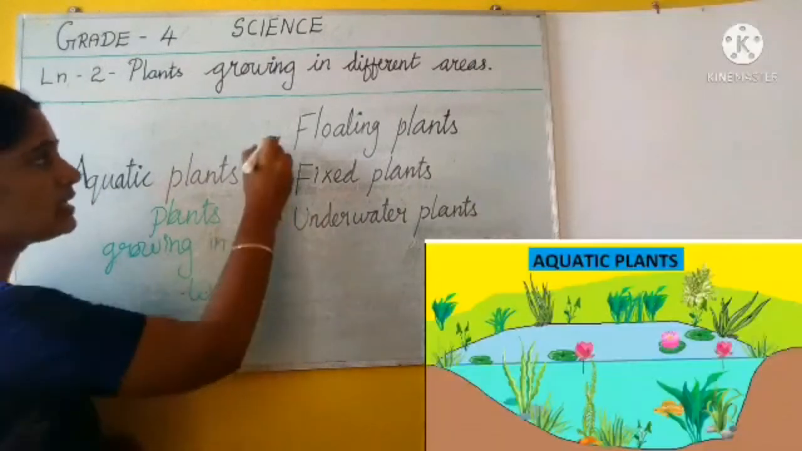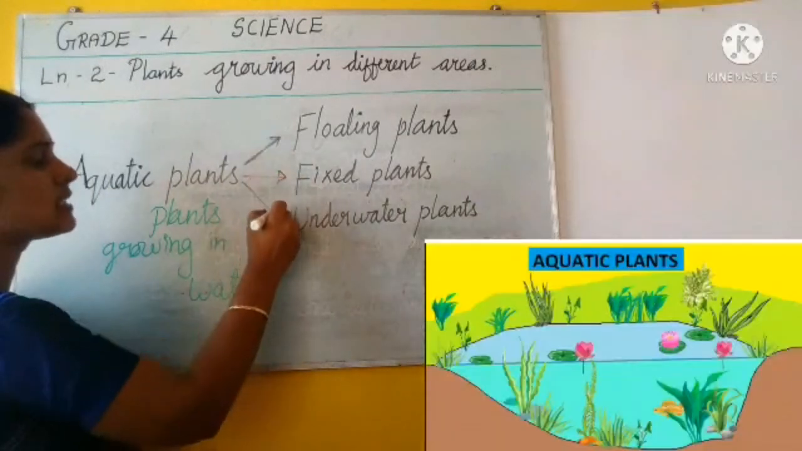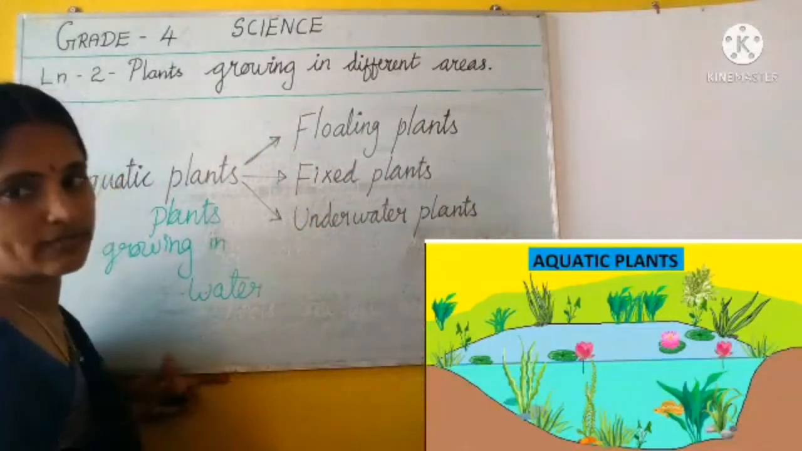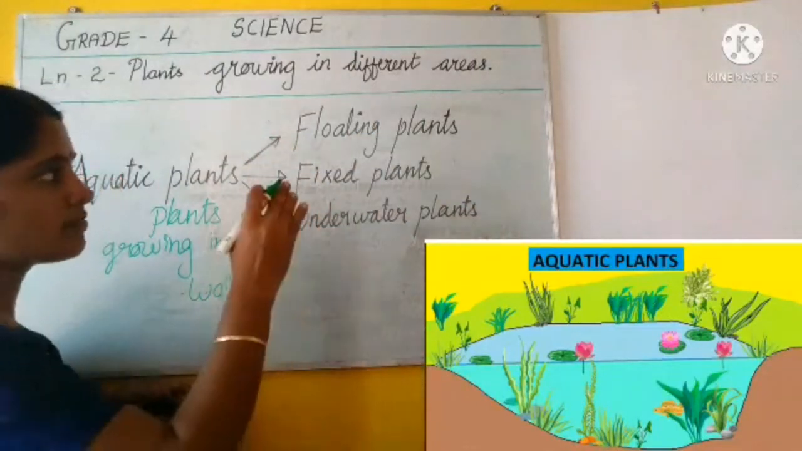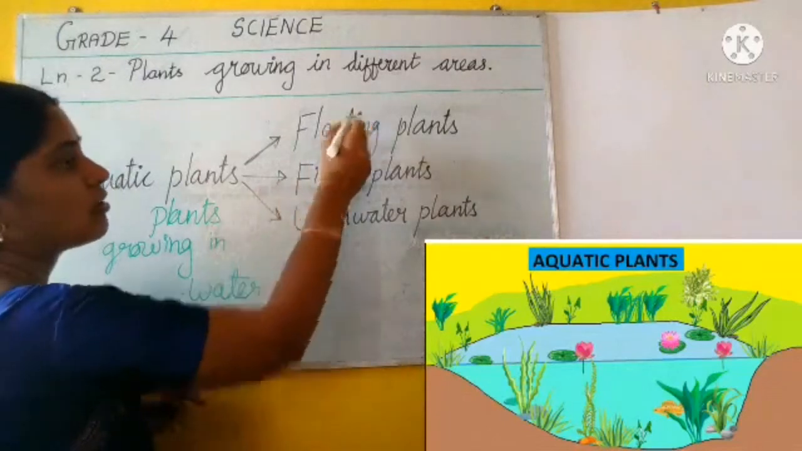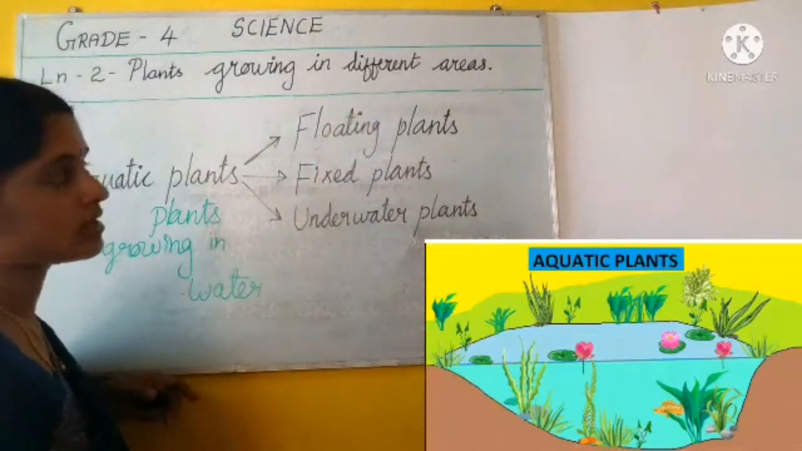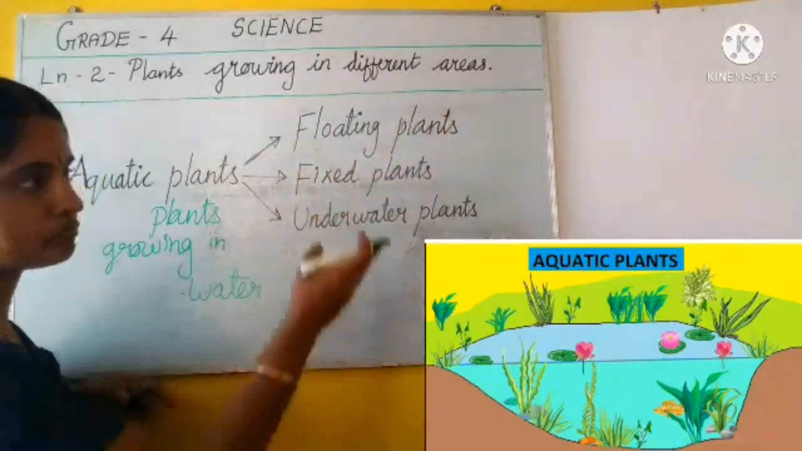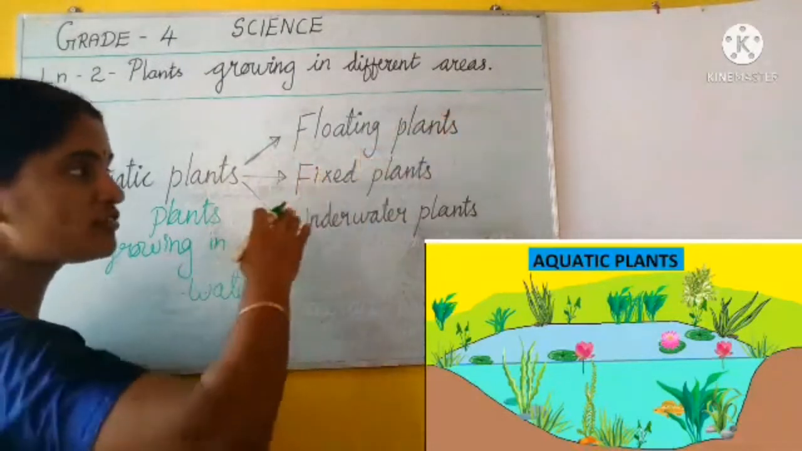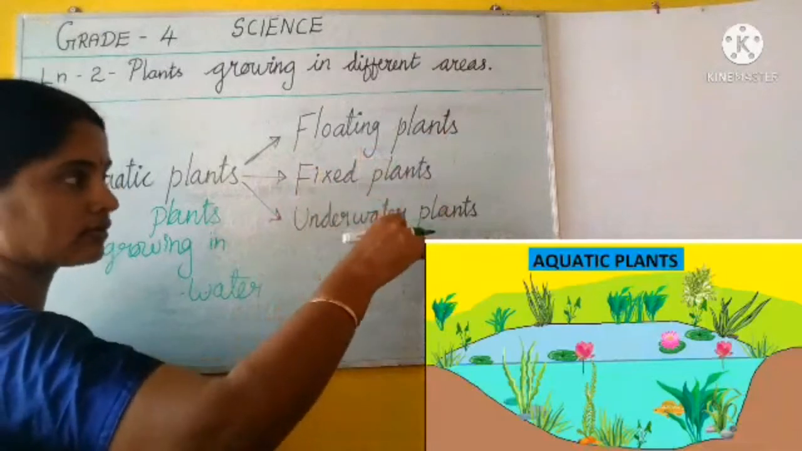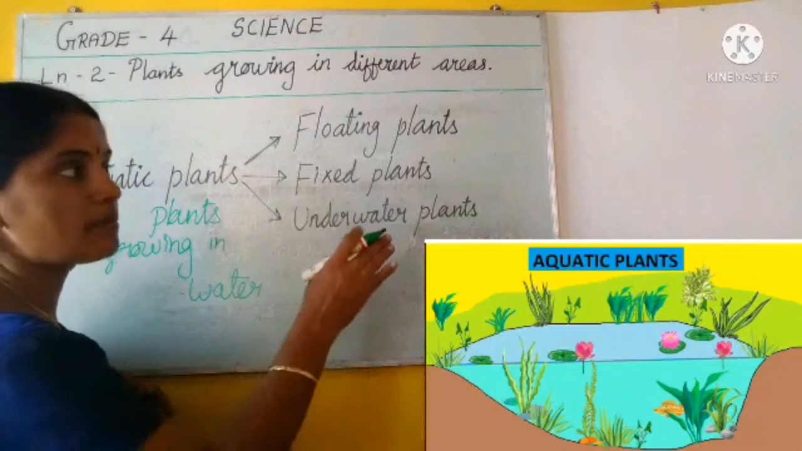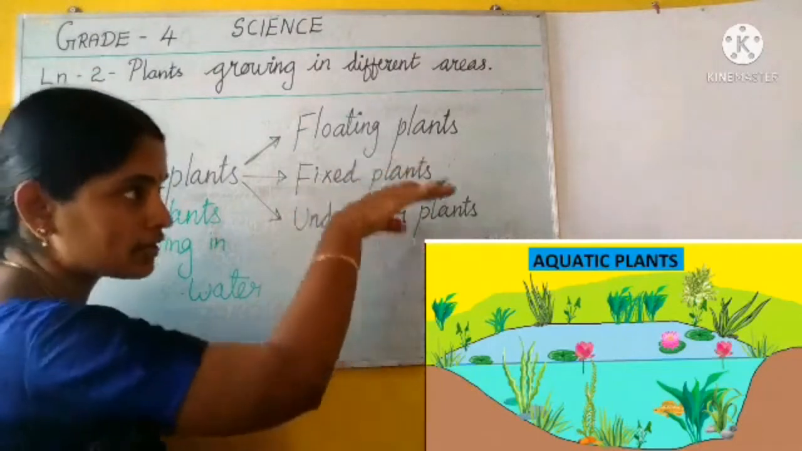See, in aquatic plants, we can see 3 different kinds of plants. Some plants are floating on water. Some plants are fixed in the soil, but it is in water. And some plants are submerged underwater.